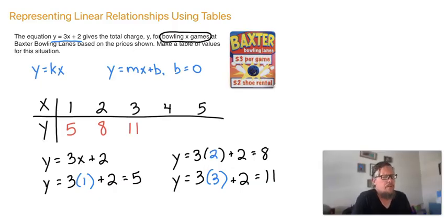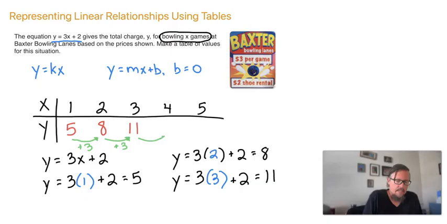We could continue to plug in 4 and 5 into our equation to get these last two missing values, but maybe you're seeing a pattern. The pattern you might be seeing is that we are adding 3 every time the x increases by 1. 5 plus 3 is 8. 8 plus 3 is 11. So if we go from 3 games to 4 games, it would make sense that we would add $3 more for our one additional game. 11 plus 3 is 14.